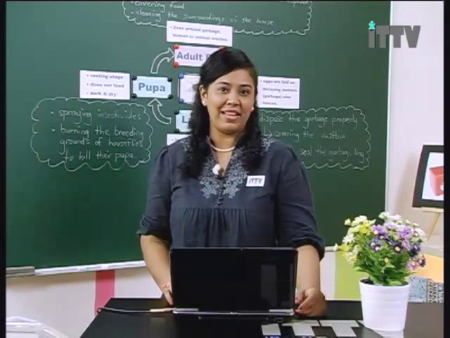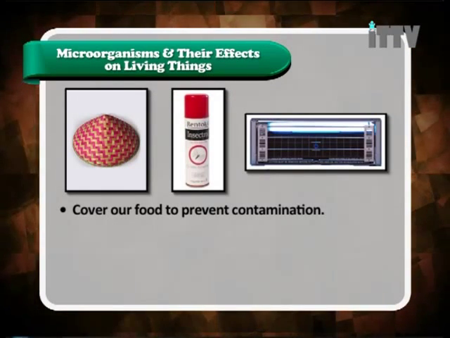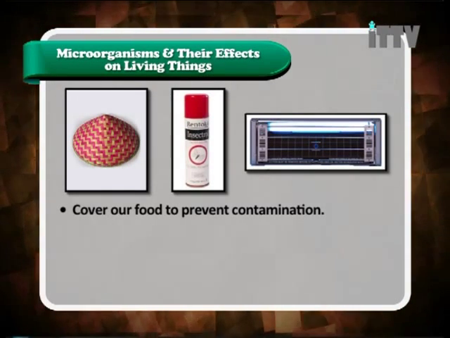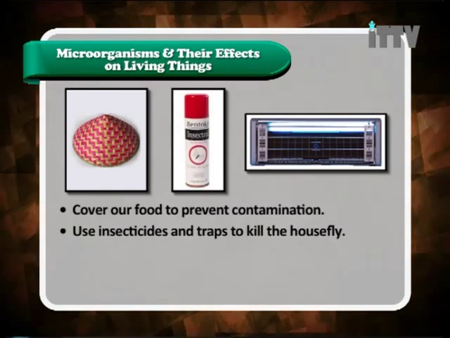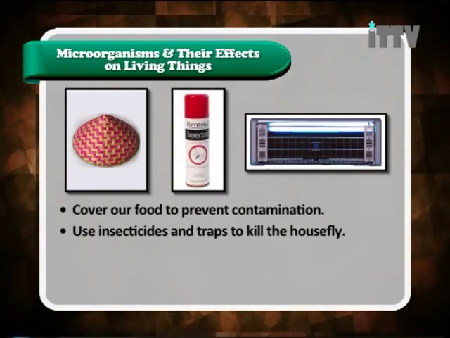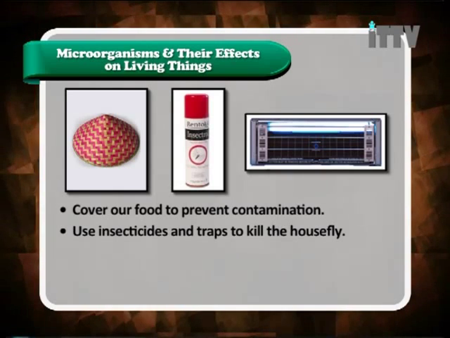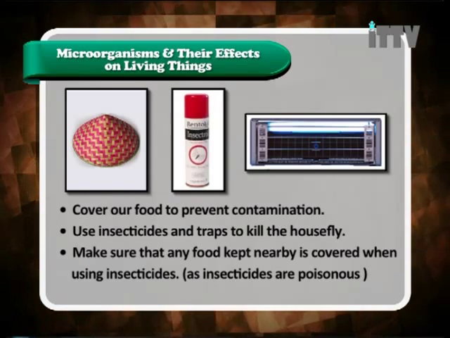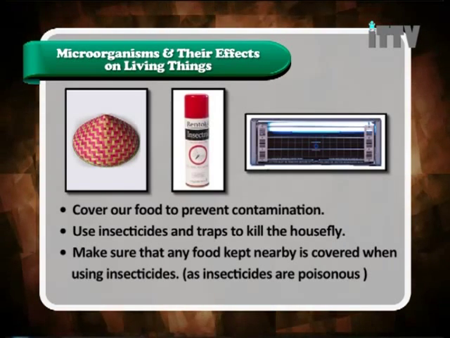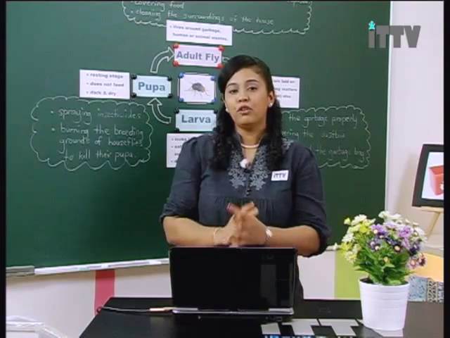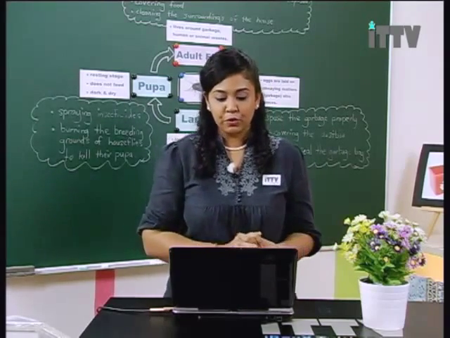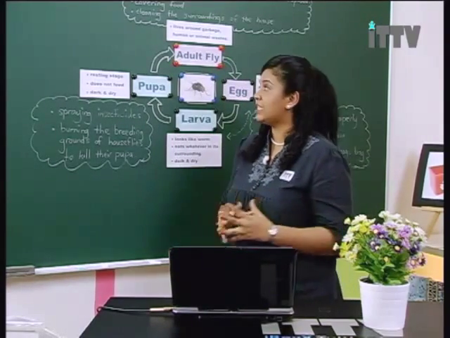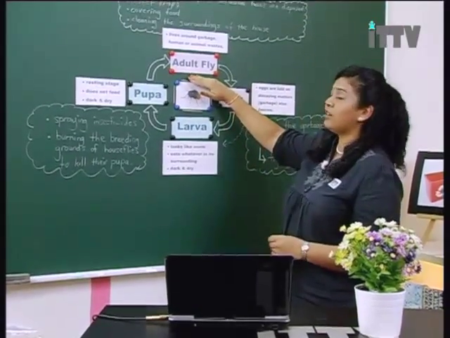Now besides that, is there any other way that we can control this fly? Yes, there are other ways. We should always cover our food to prevent contamination. We can also use insecticides and traps to kill the housefly. However, we must make sure that any food kept nearby is covered, as insecticides are poisonous. So we have looked at several ways to control these vectors. So let's look at the adult fly.